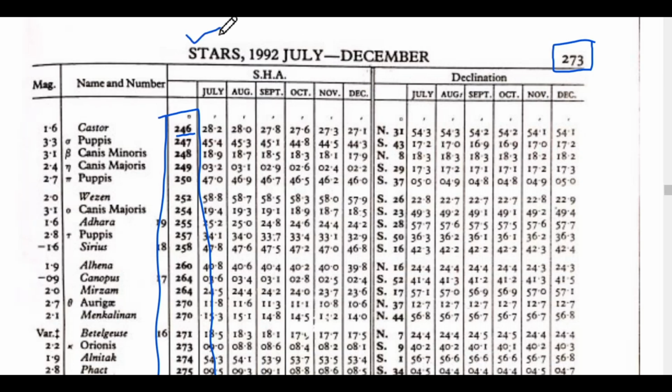One, this table is complete, gives you the complete list of stars. Second, it is given in increasing order of SHA. So very easy to find a star if you know its SHA. Whereas on a daily page, you will have to search for its SHA. The SHA is random there because the stars are listed alphabetically. So that is the difference between the two tables.